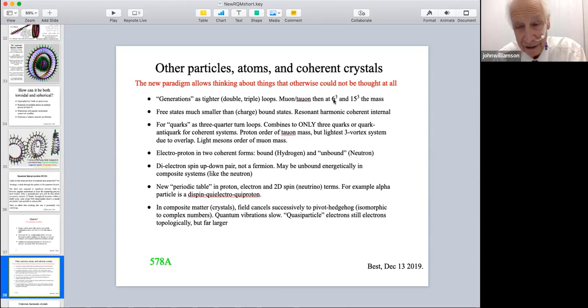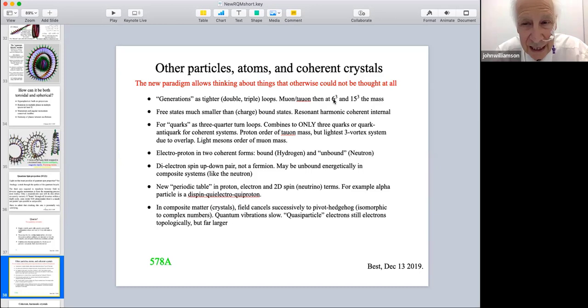And if I look at six of these objects, then the number of possible boxes becomes 15. There are 15 ways of making 2 out of 6. So I should expect to see things which are exactly the same as the electron, still massive bound states of the photon, but at 6³ times the mass and 15³ times the mass. And guess what the mass of the muon is with respect to the electron, and the mass of the tauon is with respect to the electron. They're within a few percent, both of them.